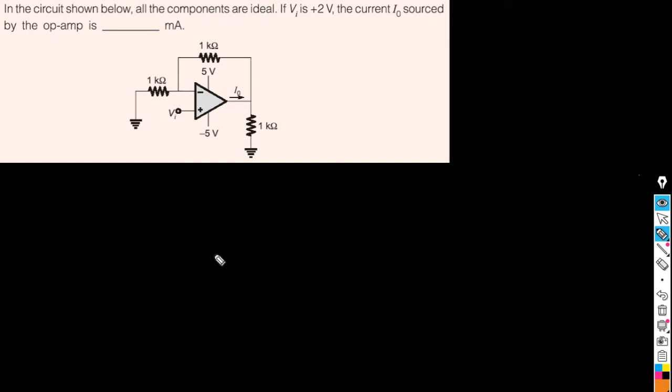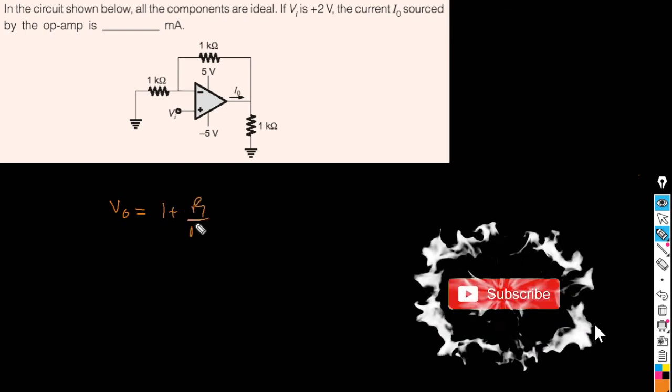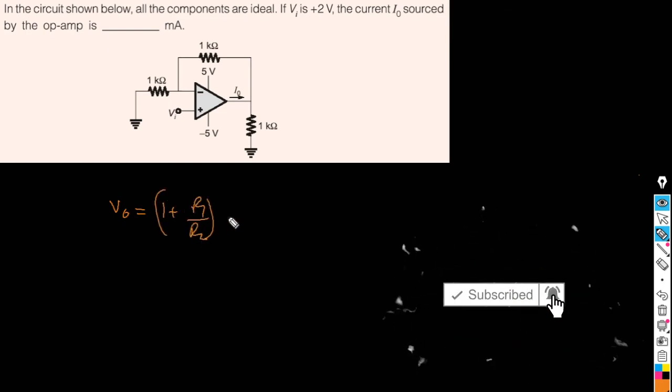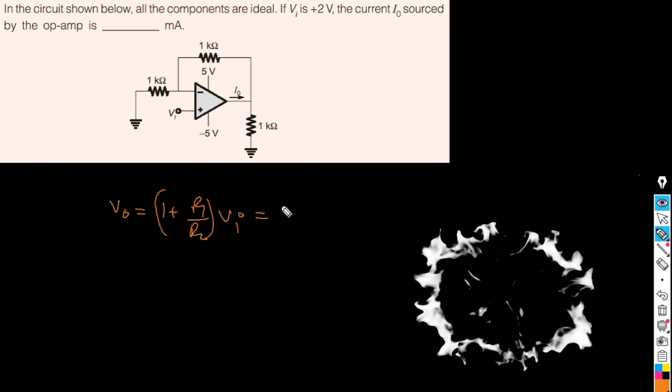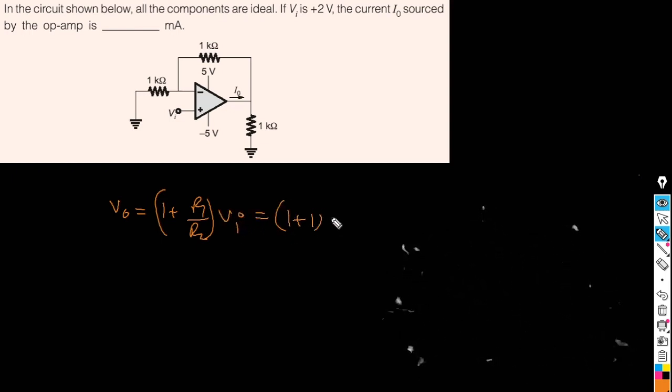Let us find that. Here we can see the op amp can be considered as a non-inverting amplifier, and we can find the output voltage V0 equal to 1 plus R1 by R2 into Vi. That is equal to 1 plus 1 into Vi, which is 2 volt, so that is 2 into 2, equal to 4 volt output.